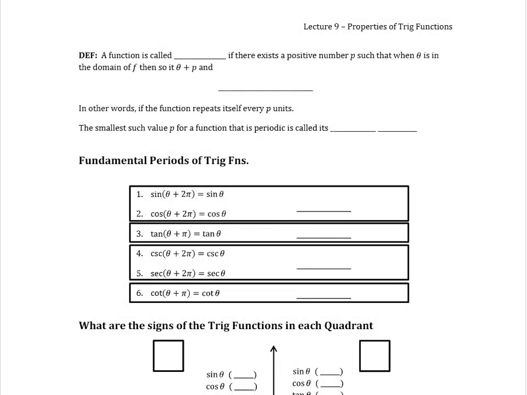A function is called periodic if it does that, meaning that if it repeats itself after some increase in your value that you're plugging in, so that f of theta plus some p gets you back to just what f of theta is, then we call it periodic. In other words, the function repeats itself every p units. Now the smallest value p, the smallest number that you can plug in so that this equation right here is true, is called its fundamental period.